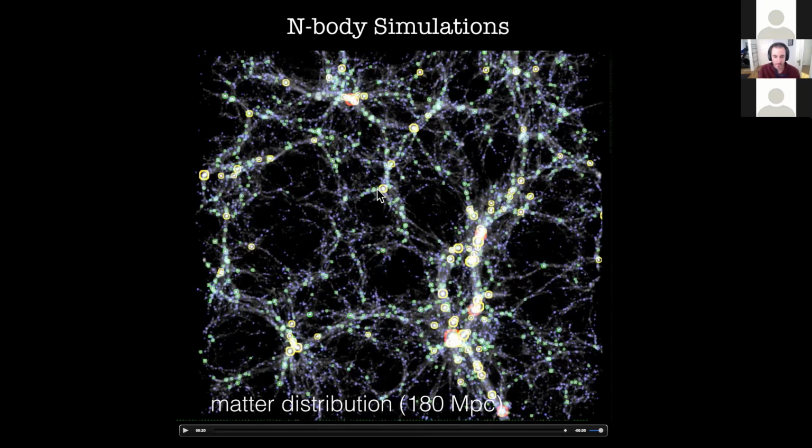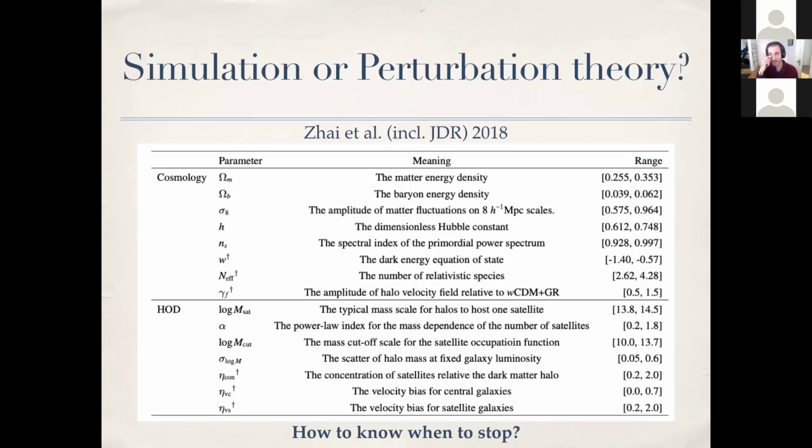And so that's really nice, but this is, like I said, a dark matter only simulation. What we observe is not just dark matter. So we need to do some post-processing of these simulations in order to connect them to the observations that we actually make of galaxies. And one way of doing that is by using something called a halo occupation distribution.